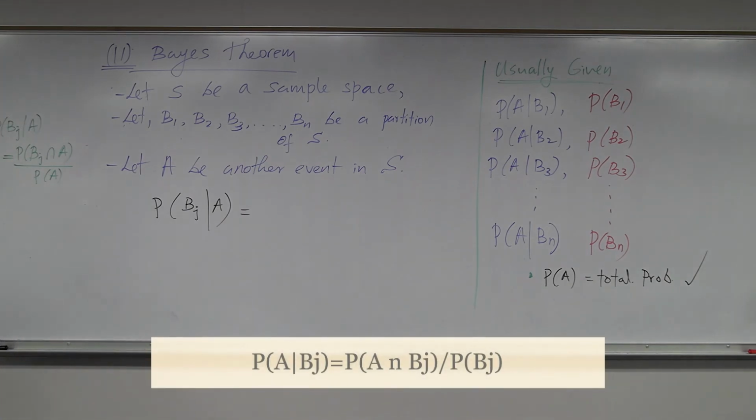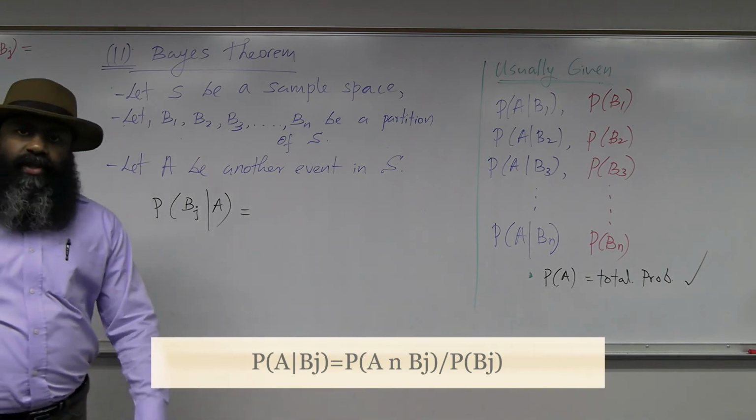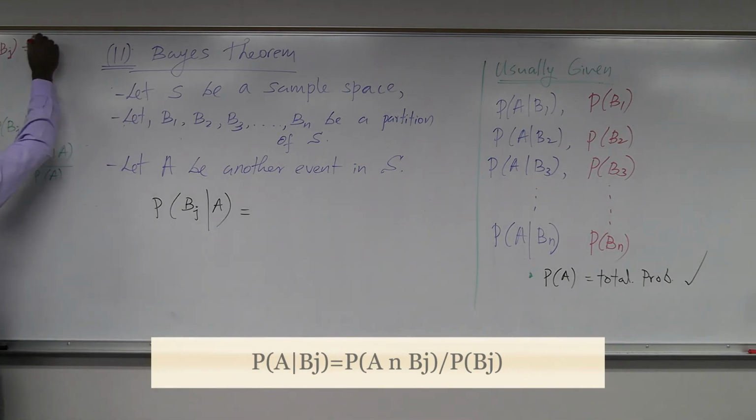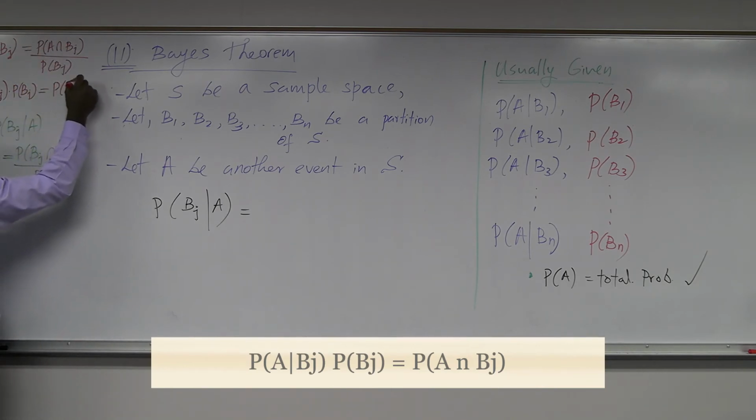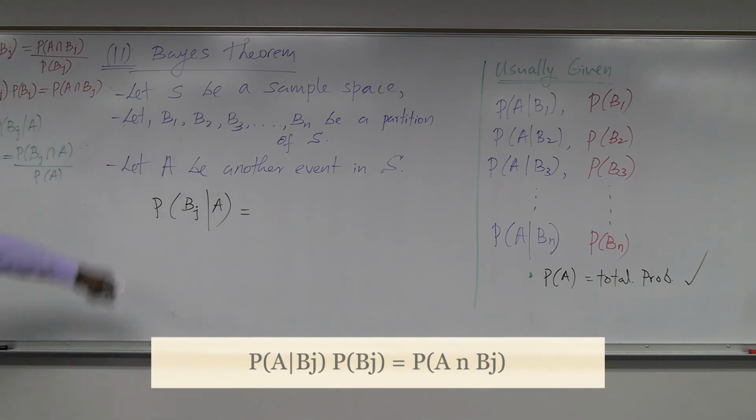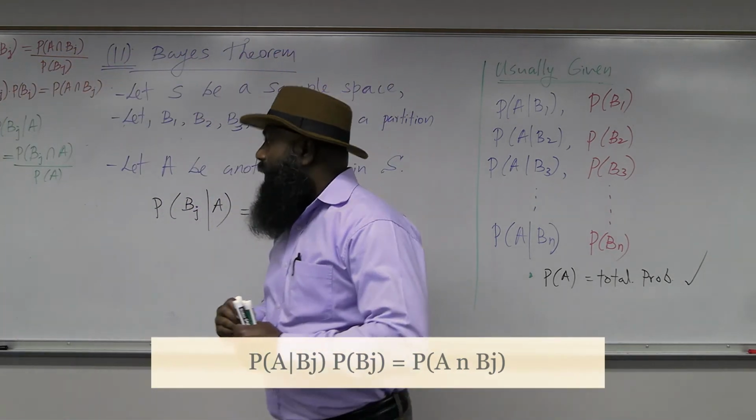Now I don't have this probability, B sub J given A, but what I have is A given B sub J. So if you look at the probability A given B sub J, and if I write down the equation for that, the numerator will be probability A intersection B sub J, all that divided by probability B sub J. Now, if I multiply both sides by probability of B sub J, on the left-hand side, I will have probability A given B sub J times probability of B sub J. That should be equal to this probability, A intersection B sub J, because P(B sub J) will be cancelled with P(B sub J) when you multiply both sides by that quantity.